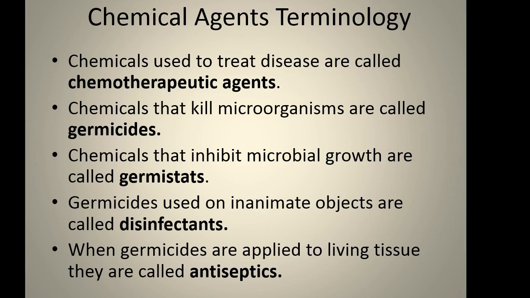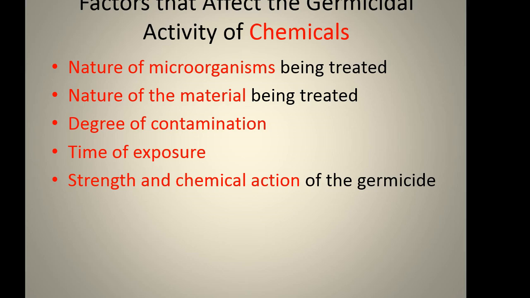A chemical that's used to treat a disease is called a chemotherapeutic agent. Chemicals that kill microorganisms are called germicides. Chemicals that inhibit microbial growth are called germistats. Germicides used on inanimate objects are called disinfectants. When germicides are applied to living tissue, they are called antiseptics. We got that now, don't we? You can take that quiz right now, couldn't you? Will you miss what is sterilization, disinfection, antisepsis? You got that?